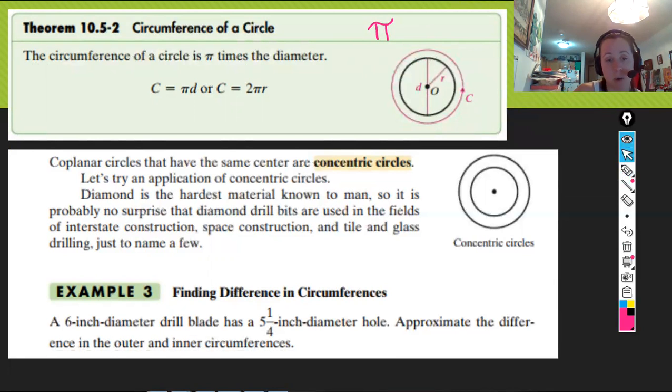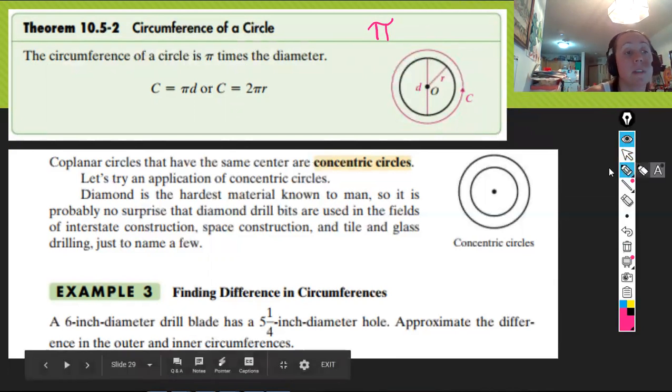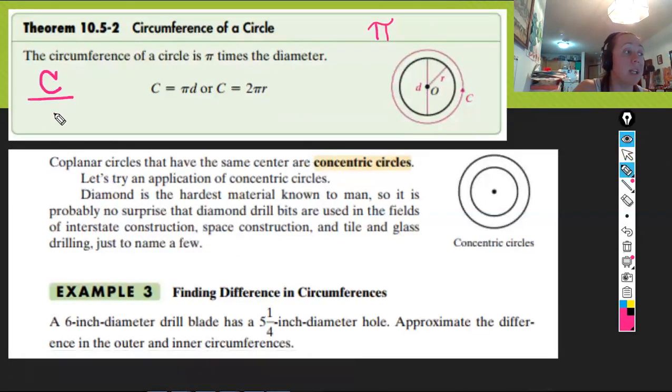Yeah, I know it's 3.14. Okay, it's the ratio of the circumference to the diameter. So when you take the circumference of a circle and divide it by its diameter, you'll always get pi. It's pretty cool.